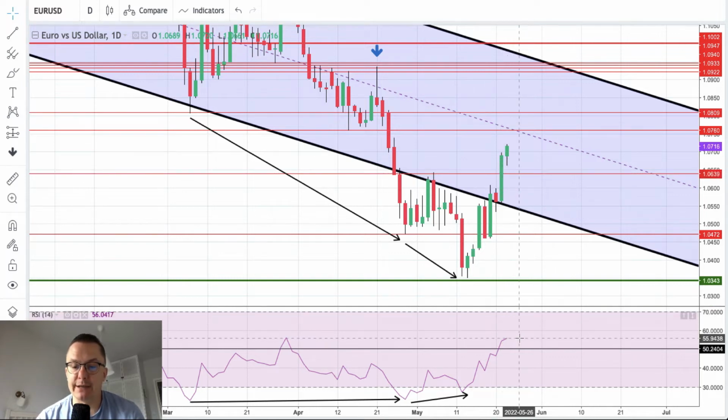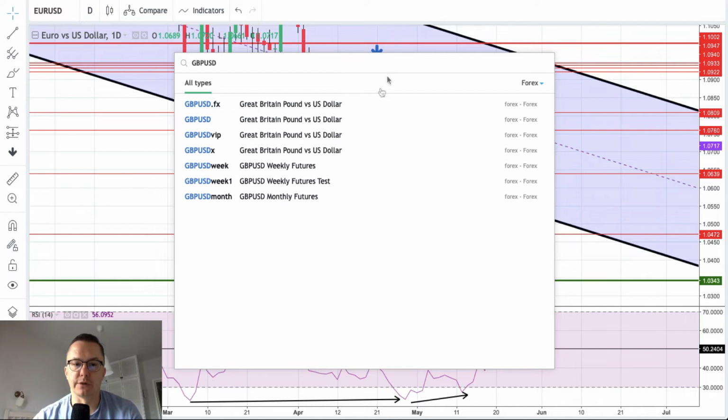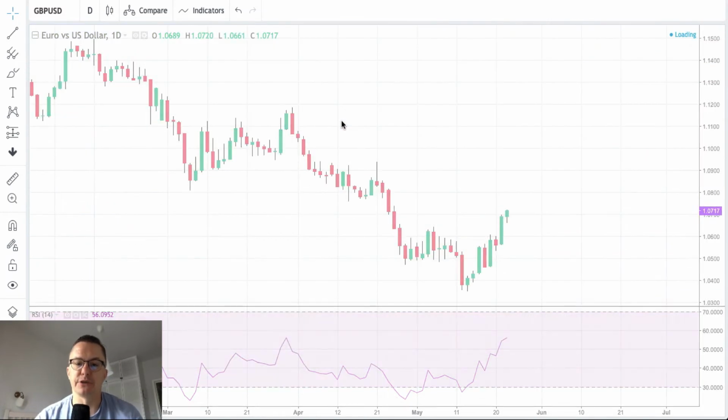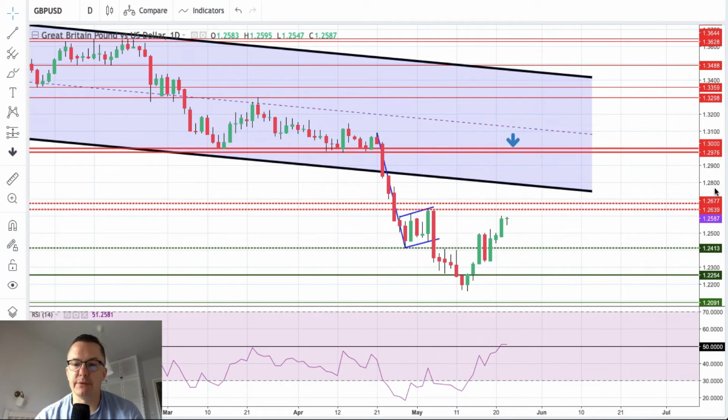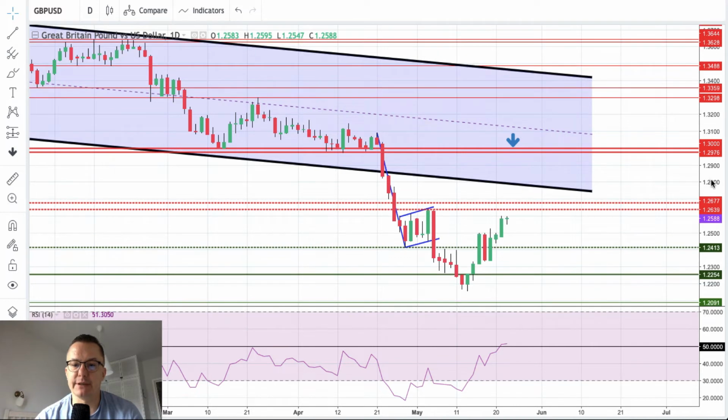The current RSI reading is 56 points, a strong positive, solid RSI, solid momentum to the upside. Bulls are in charge of the euro dollar, which means that the American dollar should go lower across the board. Let's take a look at the British pound. And the British pound is doing the same scenario.